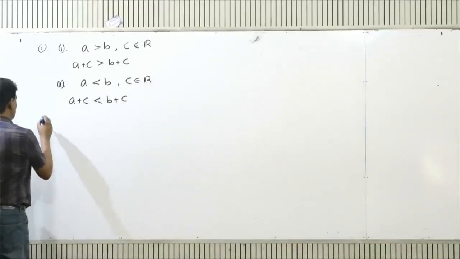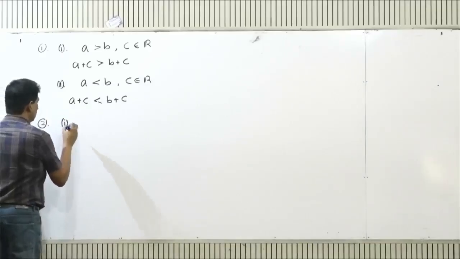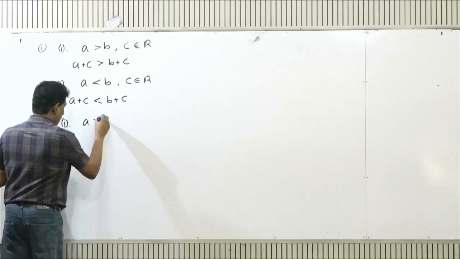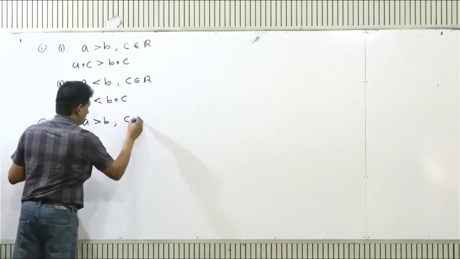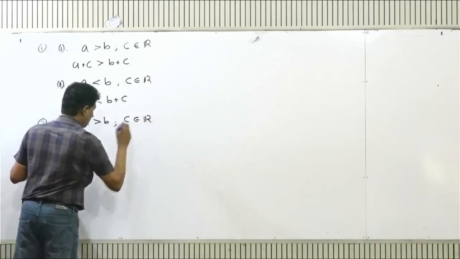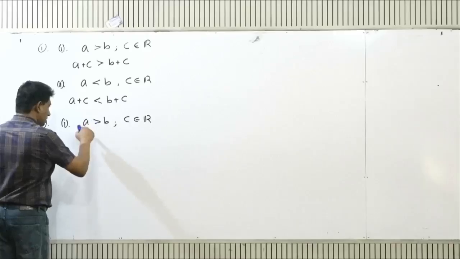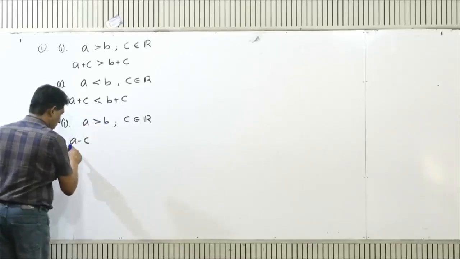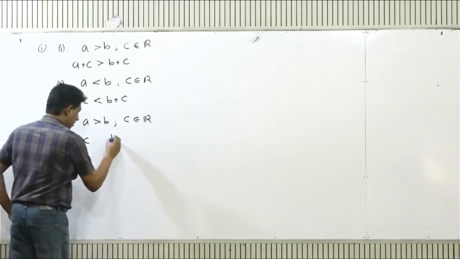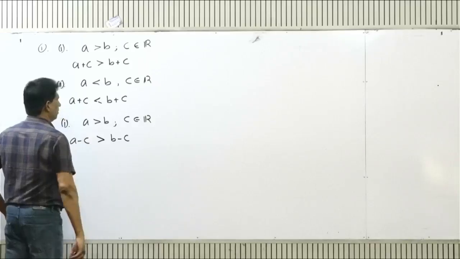Second one. A is greater than B, C is a real number. Then we can subtract C from both sides. Then the left hand side is A minus C, the right hand side is B minus C. Then the inequality mark does not change.